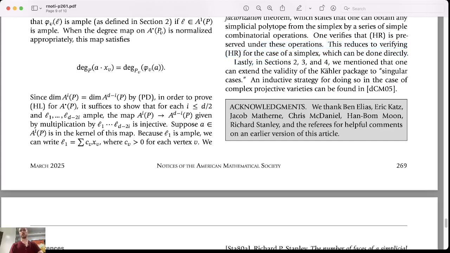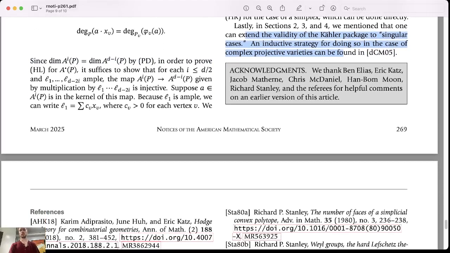Lastly, we mentioned that one can extend the validity of the Kähler package to singular cases. An inductive strategy for doing so in the case of complex projective varieties can be found in a 2005 paper. Acknowledgements. We thank Ben Elias, Eric Katz, Jacob Mathern, Chris McDaniel, Han Moon, Richard Stanley, and the referees for helpful comments on an earlier version of this article.